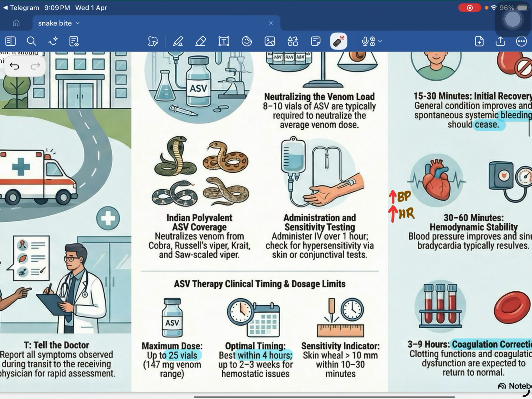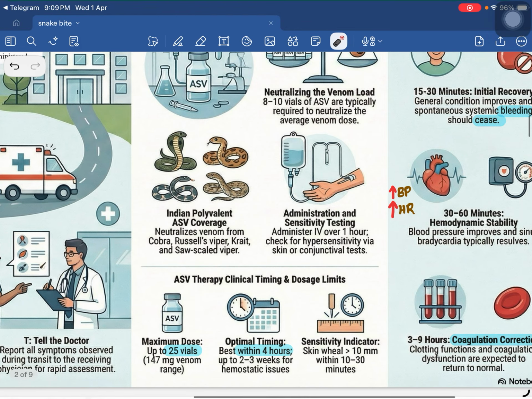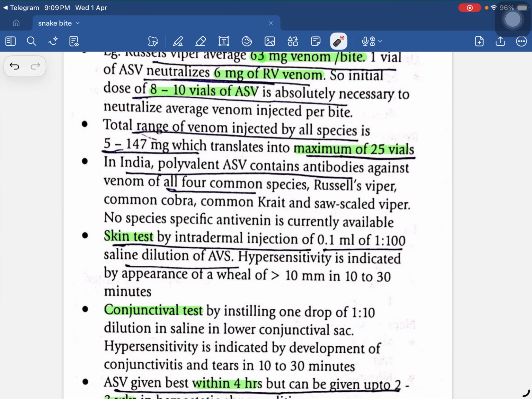Indian polyvalent ASV coverage. The ASV is Indian, and it is restricted to the polyvalent venom, that is, to the vipers and cobra, krait. It is against these 4 common snakes. Administration and sensitivity testing: administer IV over 1 hour. Check for hypersensitivity via skin and conjunctival tests. The total range of venom injected by all species is 5 to 147 mg. So that's why a maximum of 25 vials of polyvalent ASV can be given.